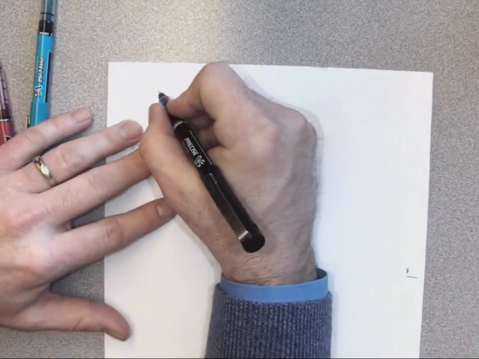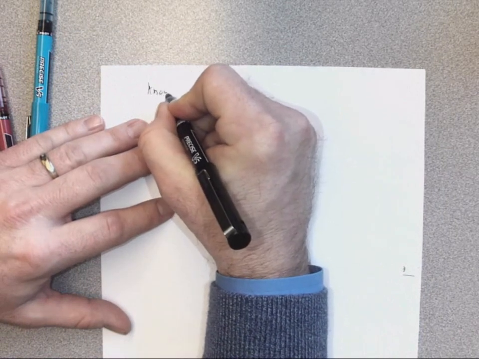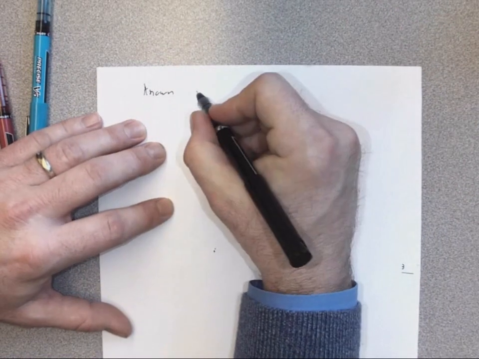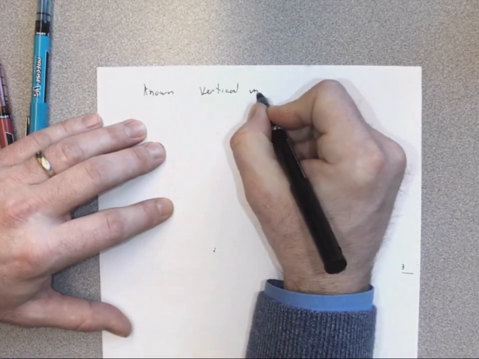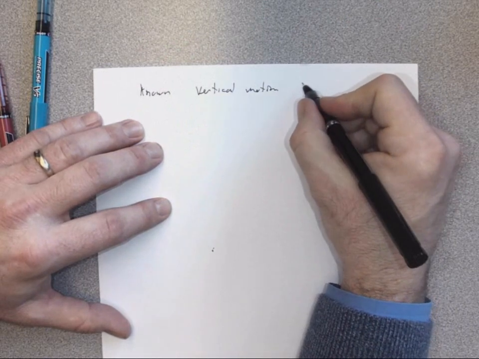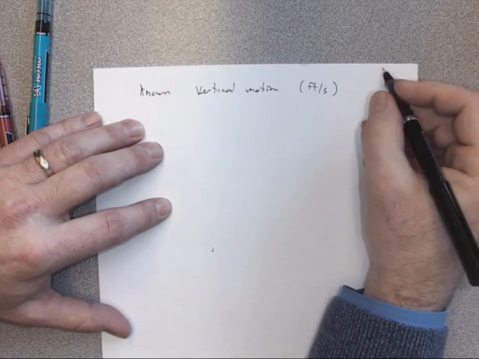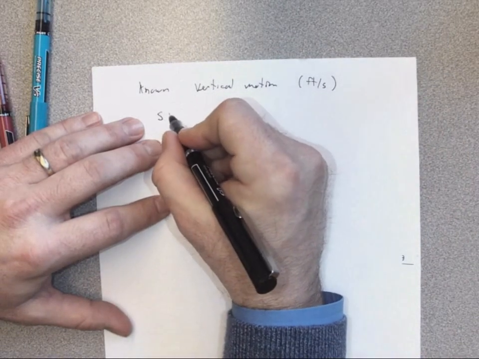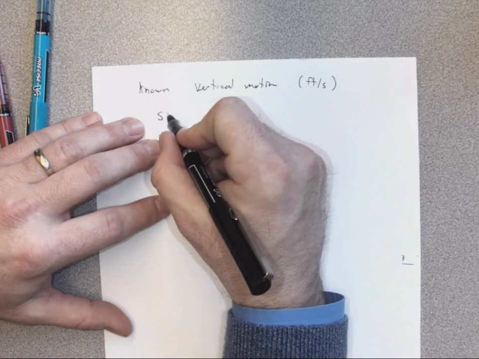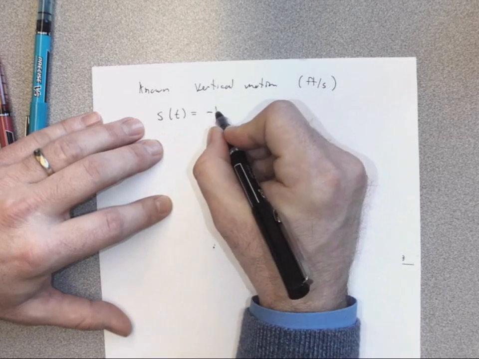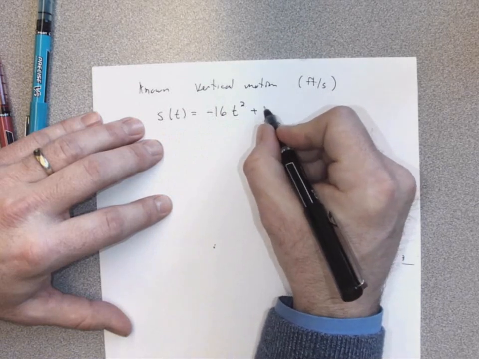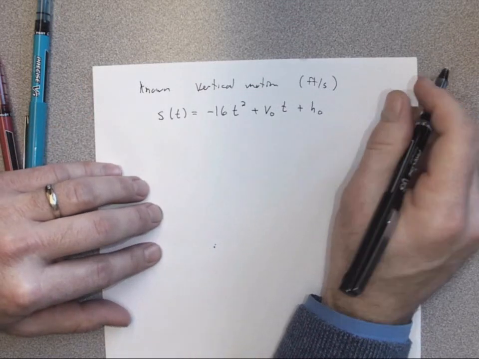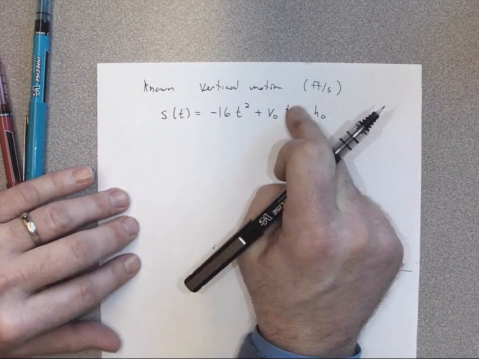What I know is that vertical motion, so this is kind of known, I'm going to show you where this comes from. Vertical motion on our planet, if it's in feet per second, or in feet, our height, our s, which is going to be our height function because it's vertical, our s of t is equal to minus 16t squared plus the initial velocity times t plus our initial height. So this is Earth if we're in feet per second.